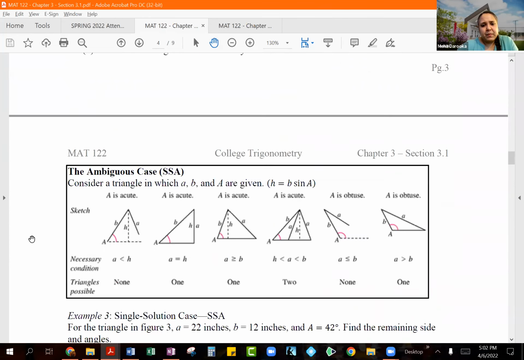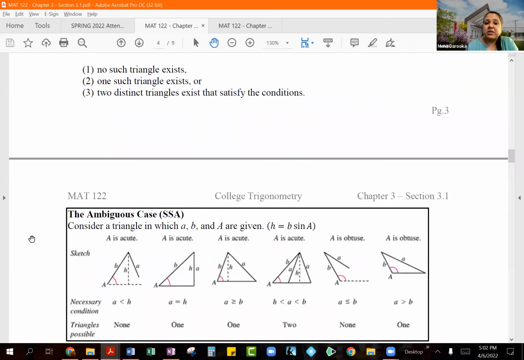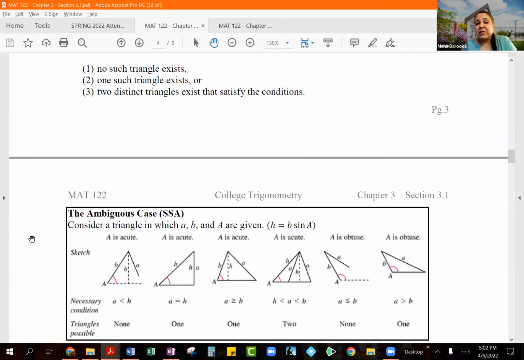Okay, so they're actually saying you saw that two angles and one side determine a unique triangle. However, if two sides and an opposite angle are given, then you can actually have three possible situations occur. You can have no such triangle that exists, so you wouldn't be able to solve it. You do end up with one triangle that would exist, or you can end up with two distinct triangles that would also satisfy the condition.